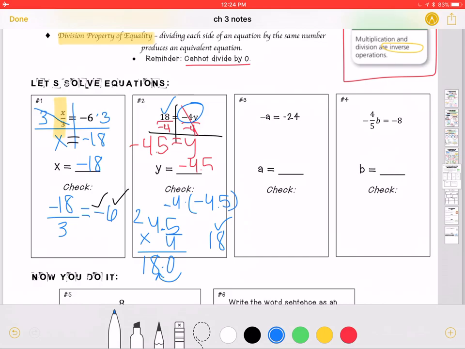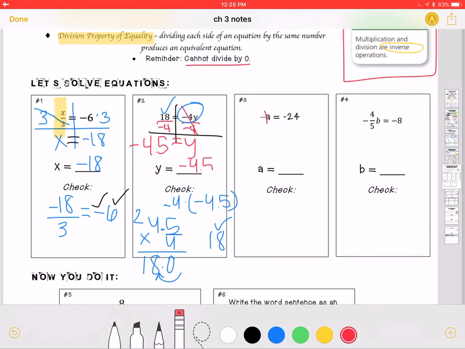All right, let's keep moving along. We got plenty of examples here to keep practicing. Look at number 3. I have -a equals -24. Take a look at your variable. What's happening to it right now? This one's tricky because there's an invisible number there. What number is invisible that I've been telling you we don't always have to write, but it's really always there? Hopefully you're thinking a 1, and if you are, absolutely correct.